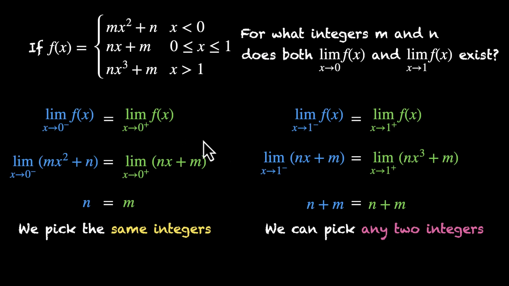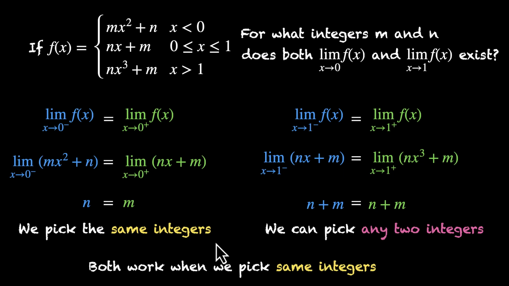And if we want both the limits to hold true together, this means we'll take their intersection. We'll not pick any two integers, we'll pick the same integers. By doing this, we'll make sure that the limit at 0 exists as well as the limit at 1 exists. So the answer to this is both work when we pick the same integers. So for what values of m and n do both limits exist? All values where both of them are the same integer.